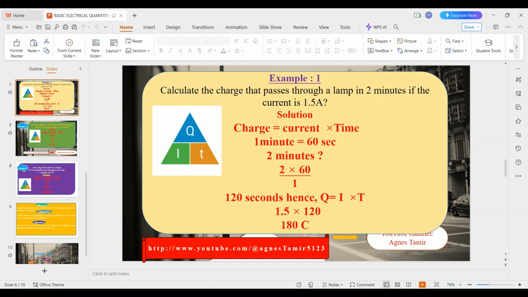Always remember to write the SI unit as per the question. If the question is asking for charge, remember to write the SI unit for charge. If the question is asking for current, remember to write the SI unit for current. If the question is requiring you to calculate time, also remember to write the SI unit for time, which is seconds. I hope we're together up to that point.